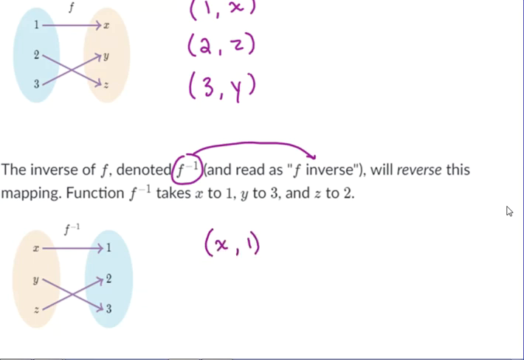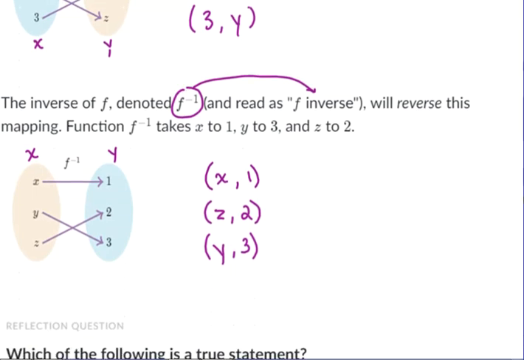So instead of having (1, x), we have x being mapped to 1. Instead of having (2, z), we have z being mapped to 2. And instead of having (3, y), it is now y mapping to 3. So it's just switching the x's and the y's. That's all an inverse does, is it switches the x and the y values. So we can see that in a mapping. We can see it if we arrange the points as coordinates. We could also put those points in a table and see it there as well.